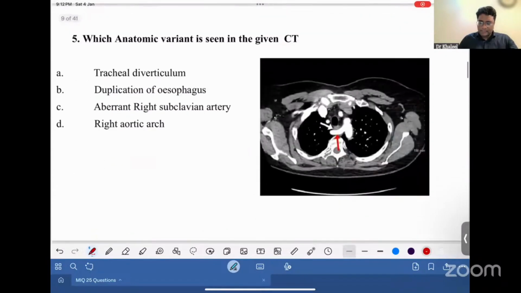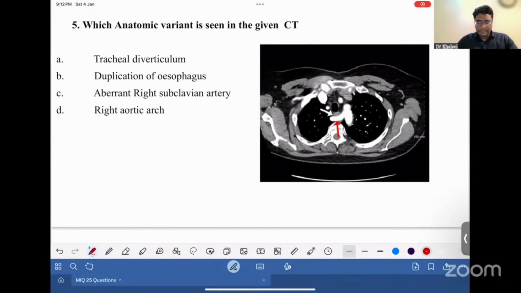Look at this next question. Which anatomical variant is given in the given CT scan?